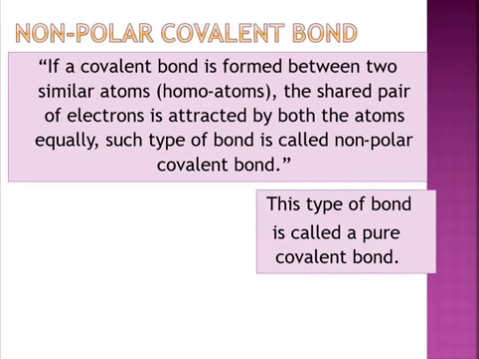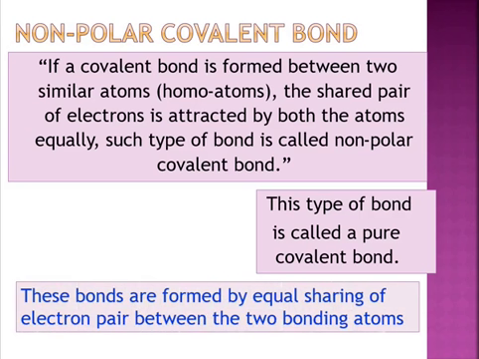This type of bond is a pure covalent bond because the electronegativity difference between the two bonded atoms is zero. These bonds are formed by equal sharing of electron pair between the two bonded atoms. This means that the shared electrons are equally attracted to both nuclei and therefore the shared electrons spend equal amount of time near each nucleus.